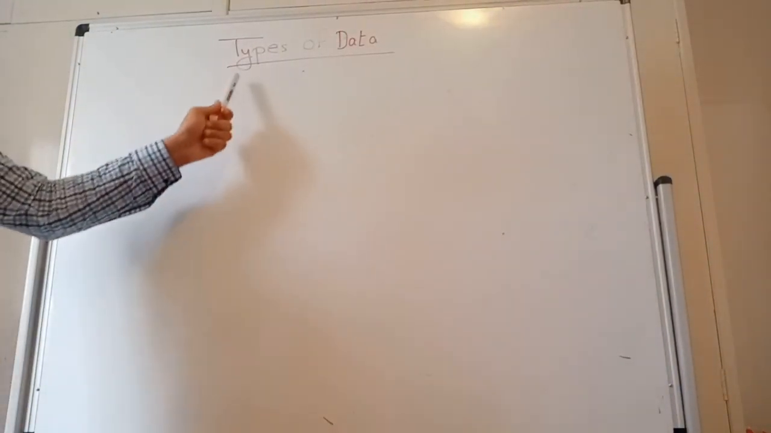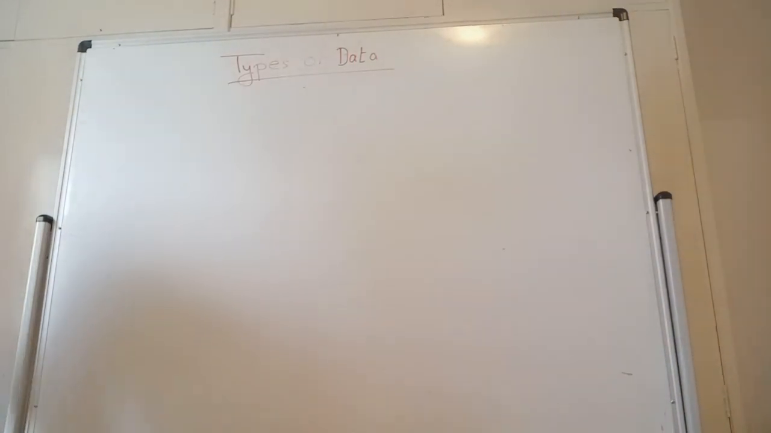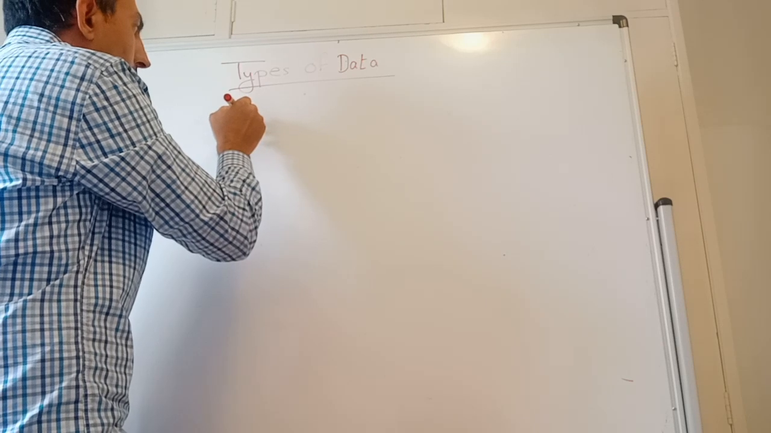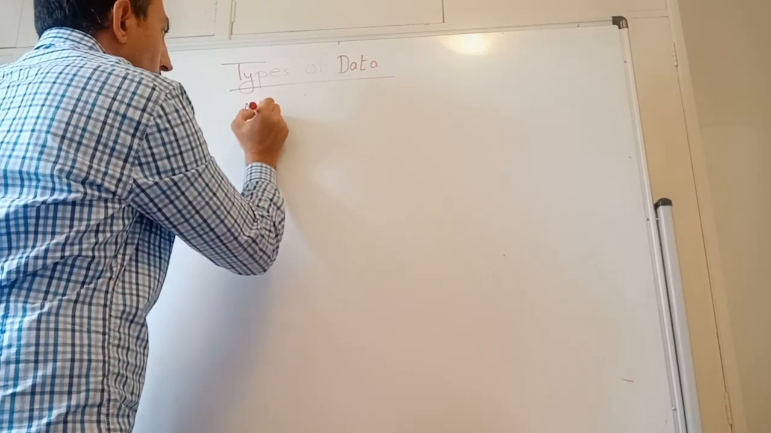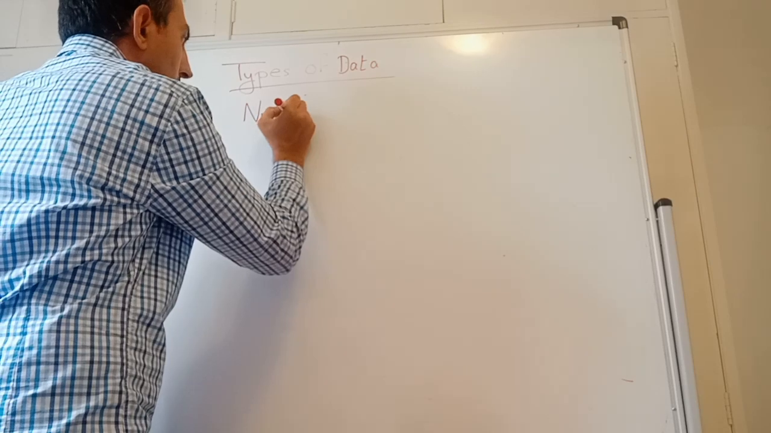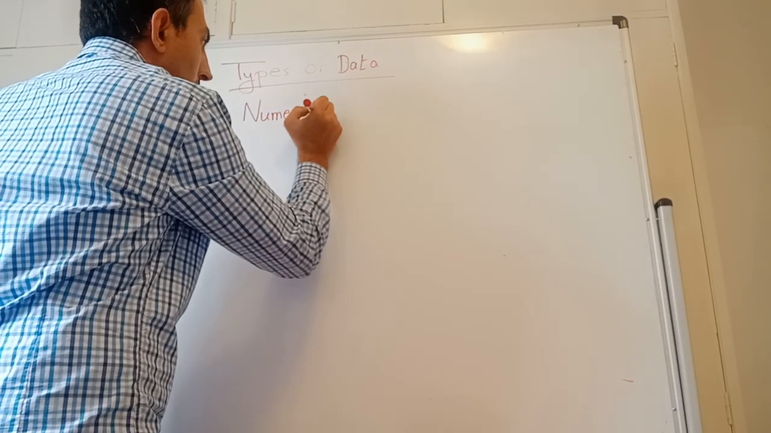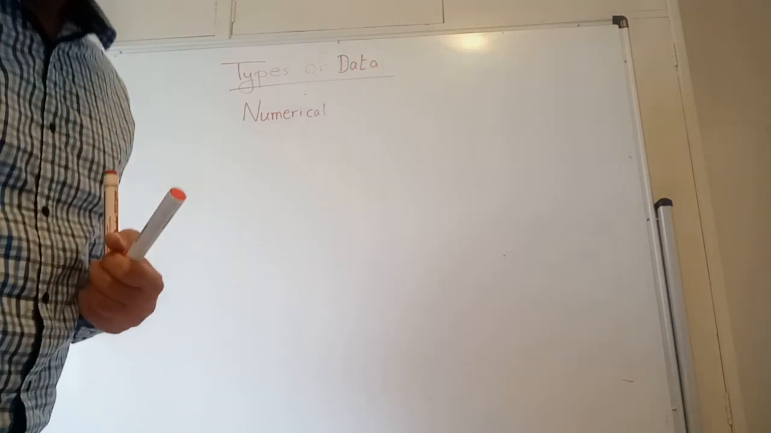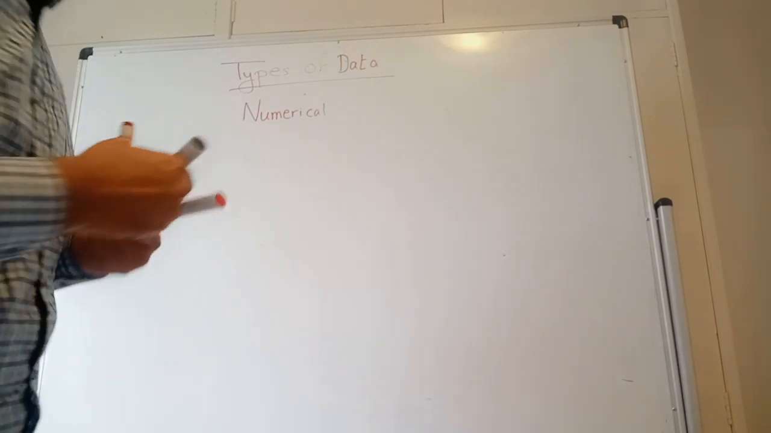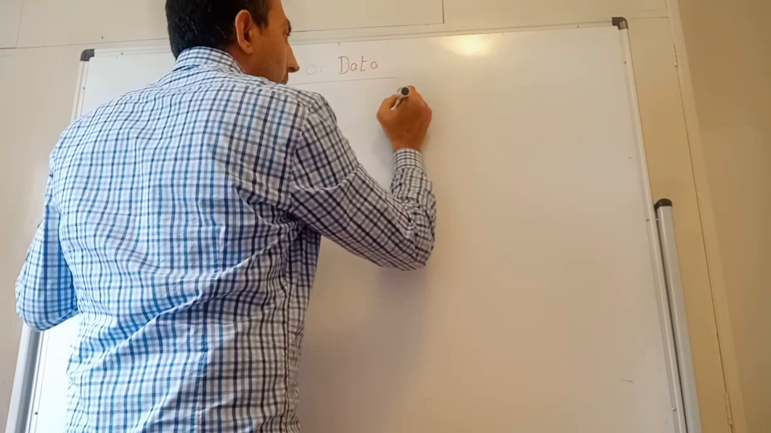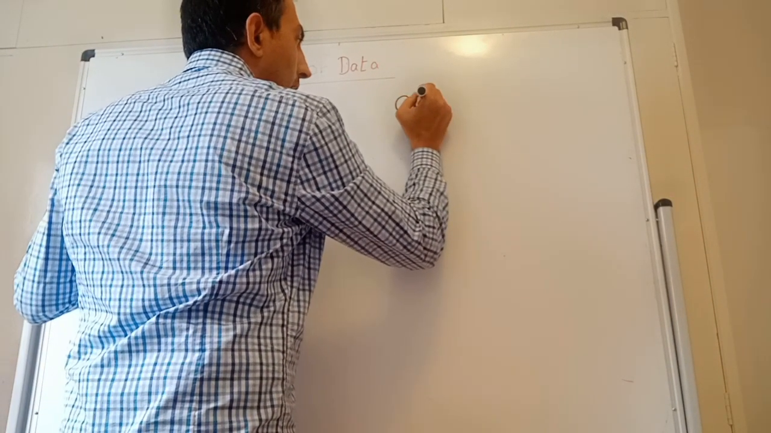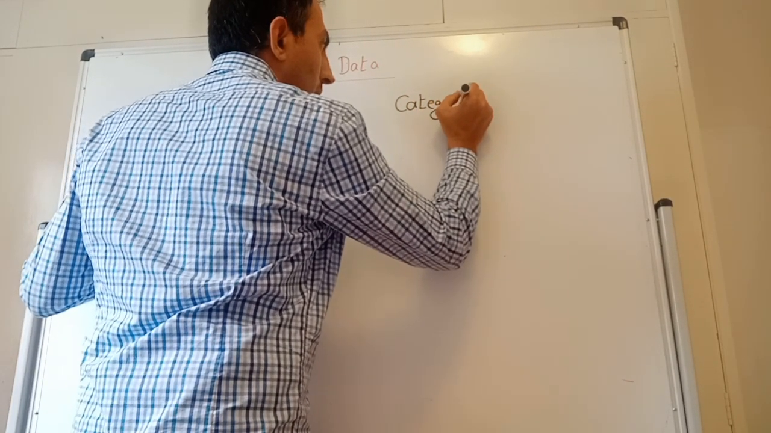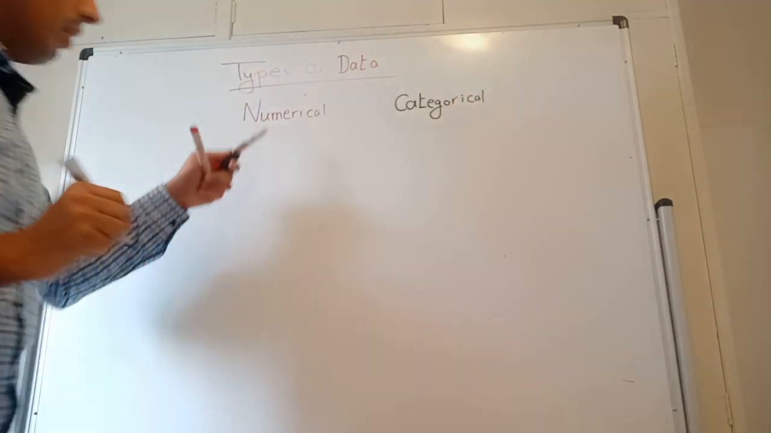Okay, I'm gonna explain types of data. As you can see here, we mainly have two types of data. The first type is called numerical, and the other type is called categorical. Okay, so we have numerical and categorical.